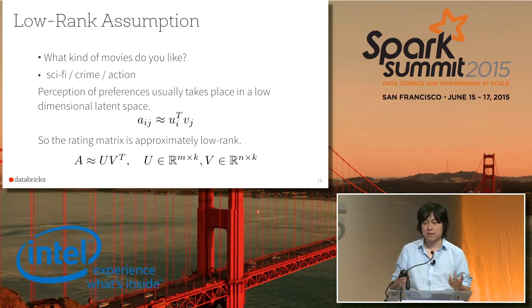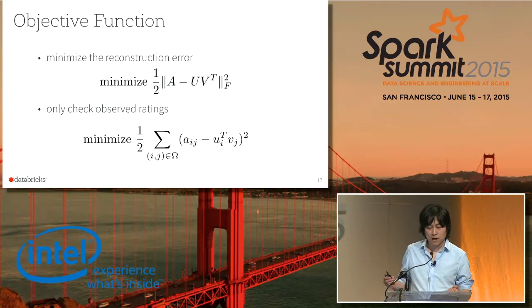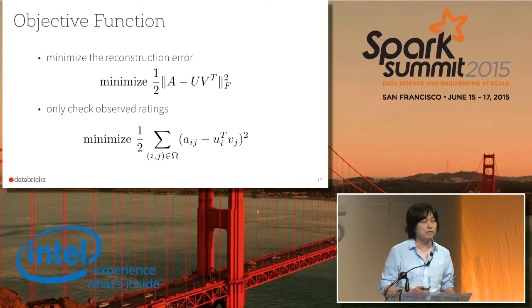This assumption is basically that the rating matrix can be decomposed into two low-rank matrices. I put A here, and it's approximated by U times V transpose. U and V are both tall and skinny matrices, representing the user preferences and movie preferences in the latent space. And then the question is how to estimate U and V.